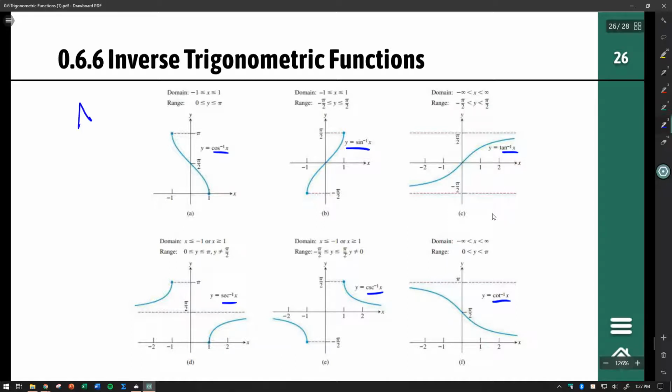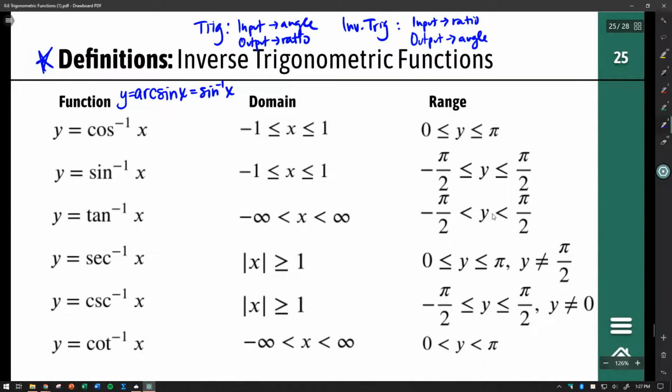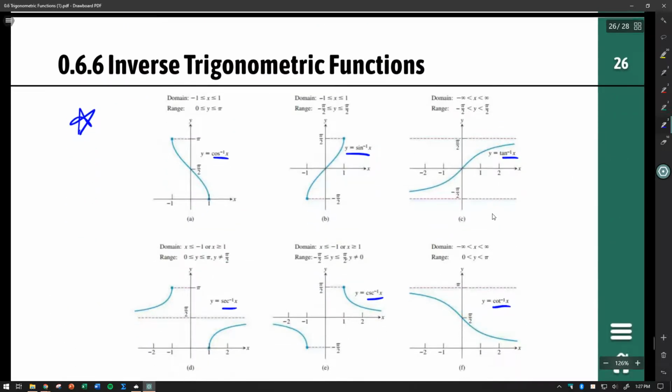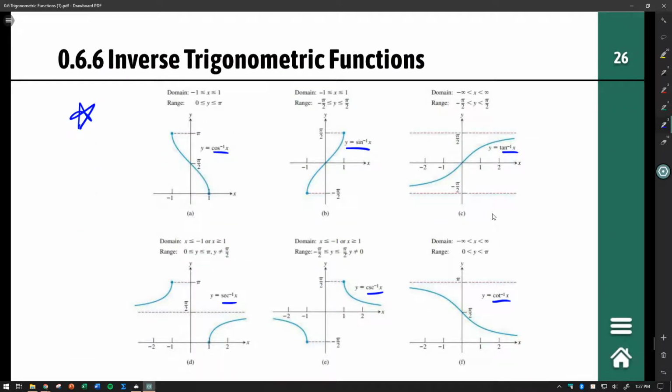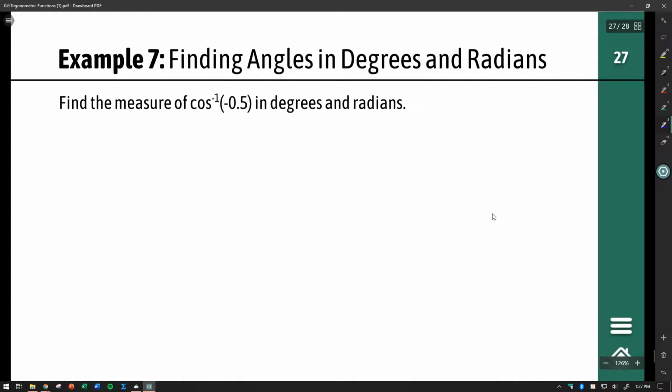So here are the graphs. Here are the domains and ranges. So there's all the information about the 6 inverse trigonometric functions. And that brings us to an example. Finding angles in degrees and radians, we want to find the measure of inverse cosine of -0.5 or -1/2 in degrees and in radians.